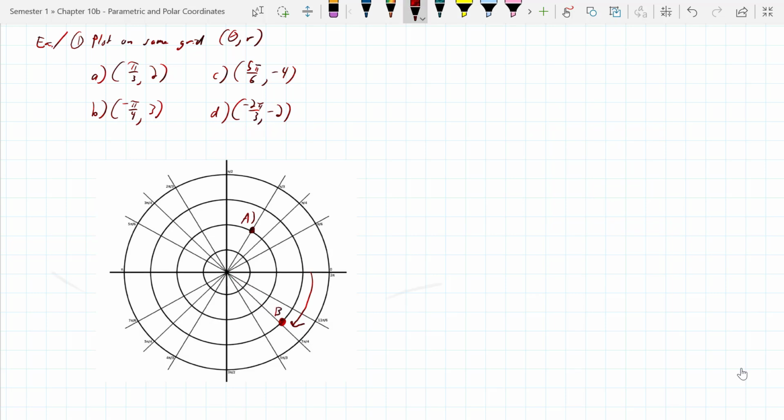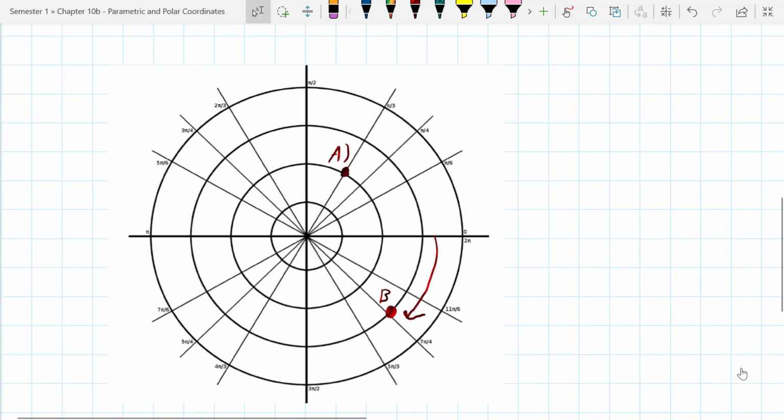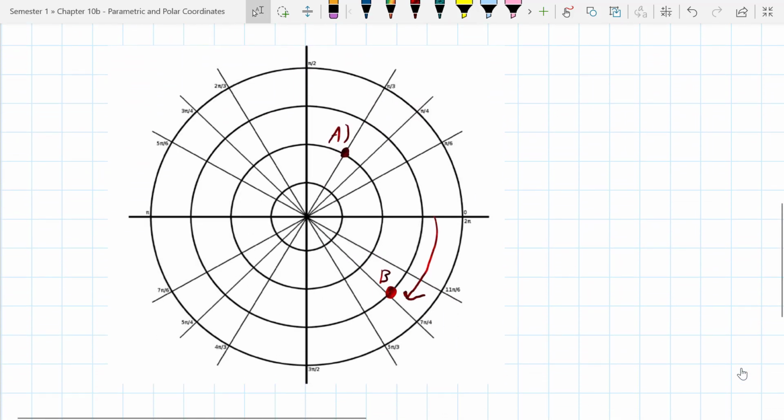Zoom in a little bit more. My next point, D, was 5 pi over 6 comma negative 4. So if I go 5 pi over 6 to here, but I plot a negative 4, I need to appear 180 degrees on the opposite side. That would be at 11 pi over 6. 1, 2, 3, 4, and that would occur right here, point C.